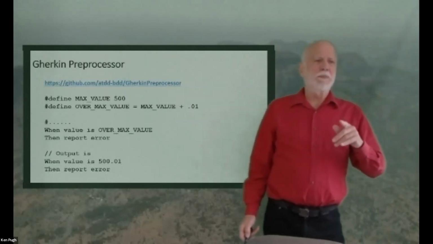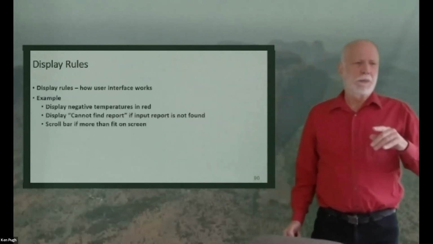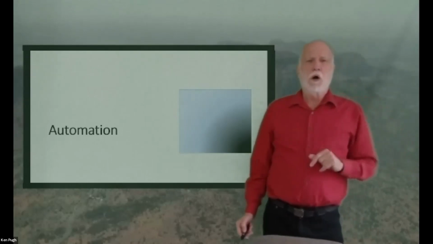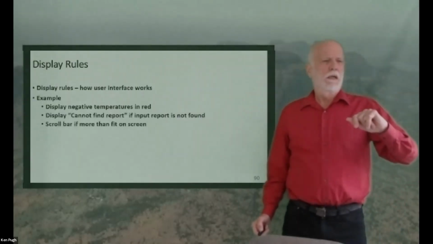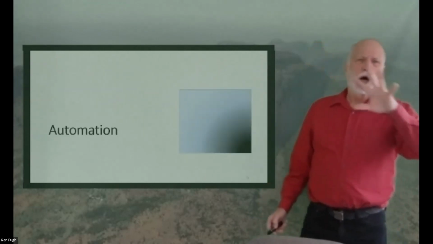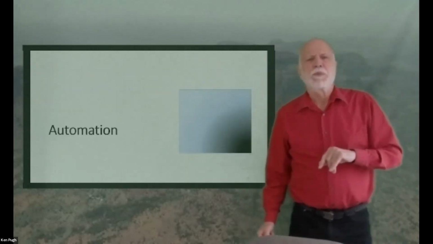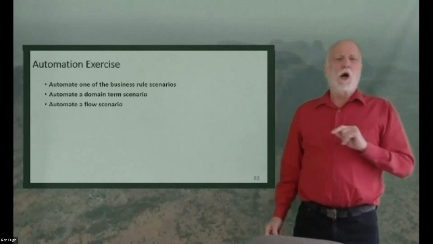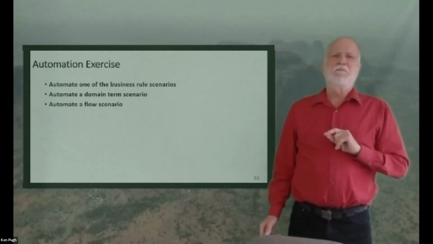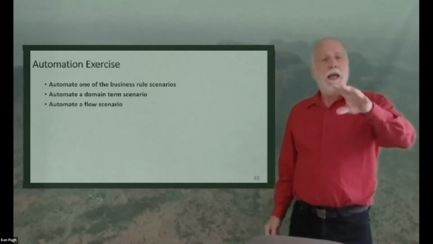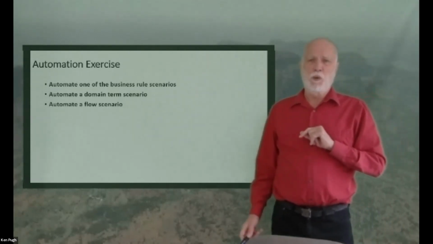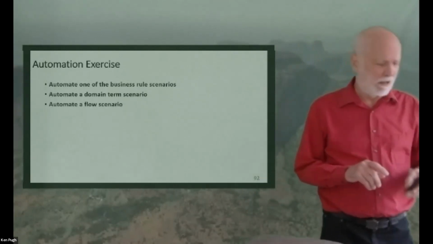All right, so just a couple of extras. Automation. We're going to automate one of those business rules and those domain terms. And Jordan, if you would take it away and show the automation of the email.